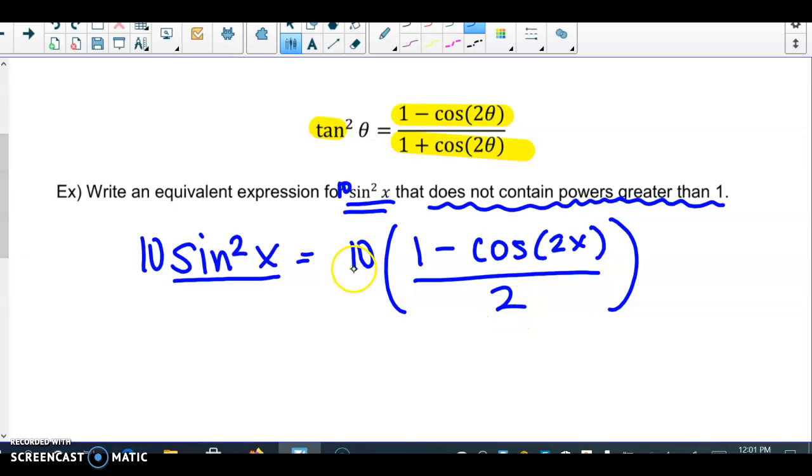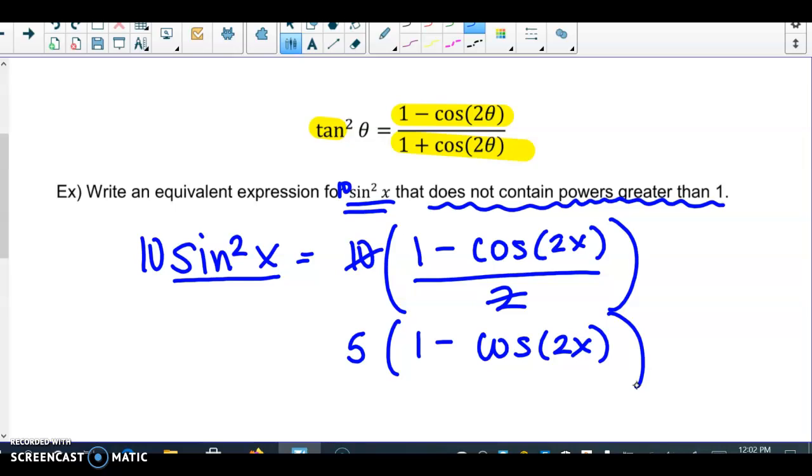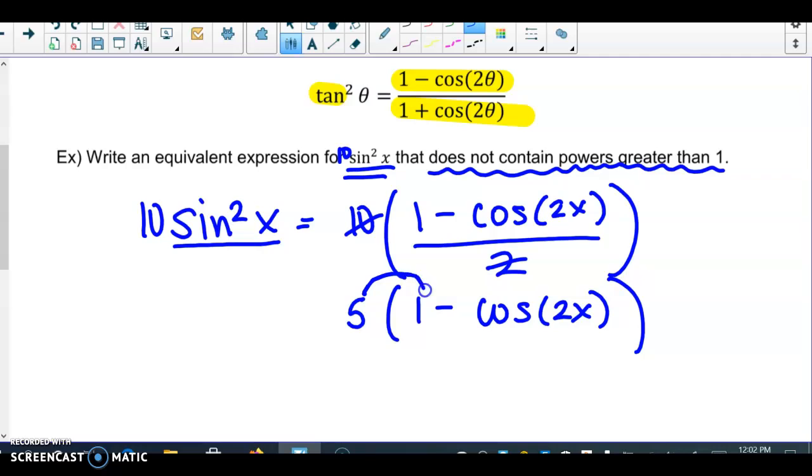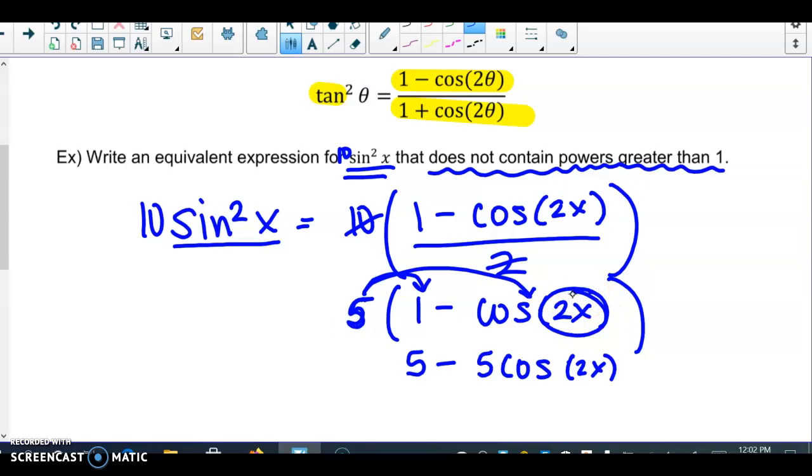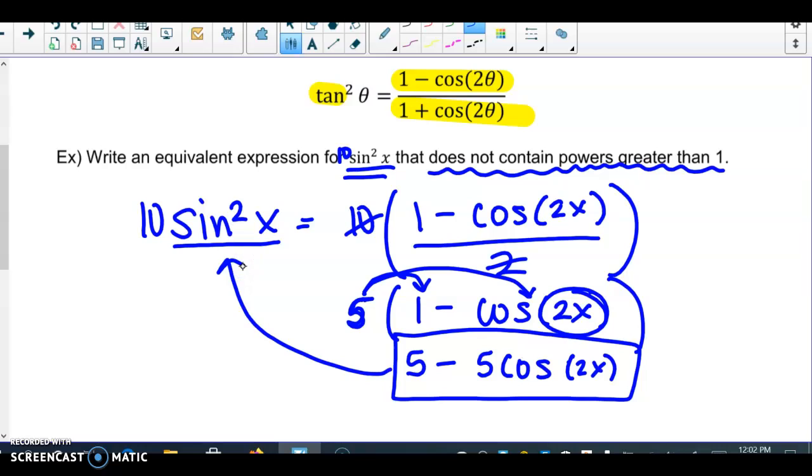Now the 10 on the outside and the 2 on the bottom can simplify to be 5. And then, this is an acceptable answer. There is a lot of parentheses there, so you can distribute the 5 in. 5 times 1 is 5. And 5 times cosine of 2x is 5 in the front, cosine of 2x. Never should you multiply a number in the front inside with the angles, okay? So never would that have been 10x there inside the parentheses. So this is an equivalent expression to what we started with without any exponents bigger than 1.